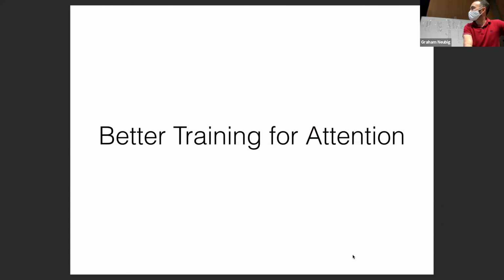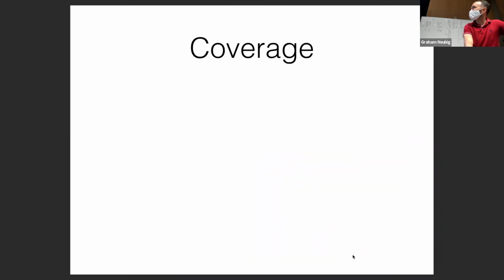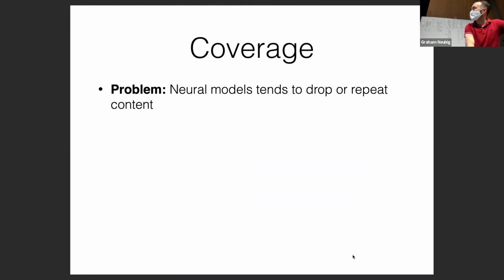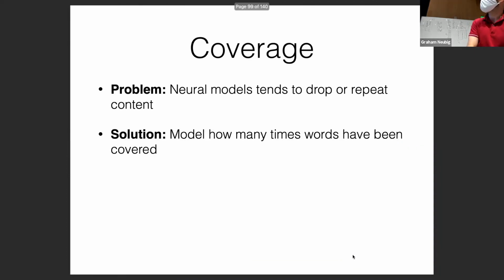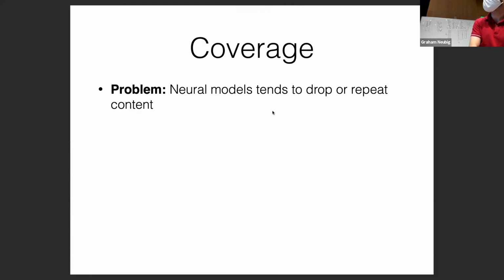Some other things that we can do. Coverage is a very important topic in some areas. One issue with neural models is that when they're well trained, this doesn't happen very often. In fact, transformers have fixed this issue to some extent. But when models are poorly trained, they can tend to drop or repeat content. They will drop some parts of the input or repeat some parts of the input.